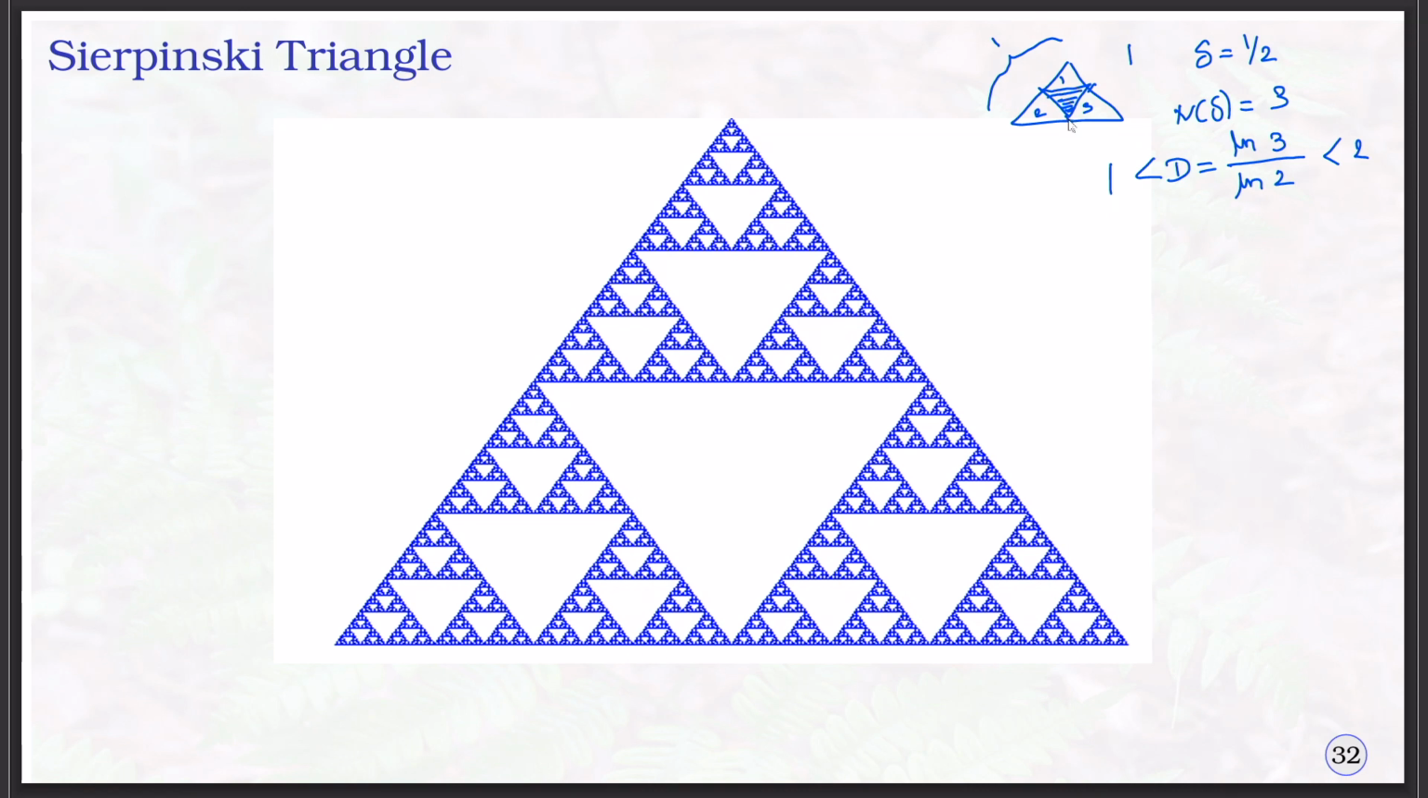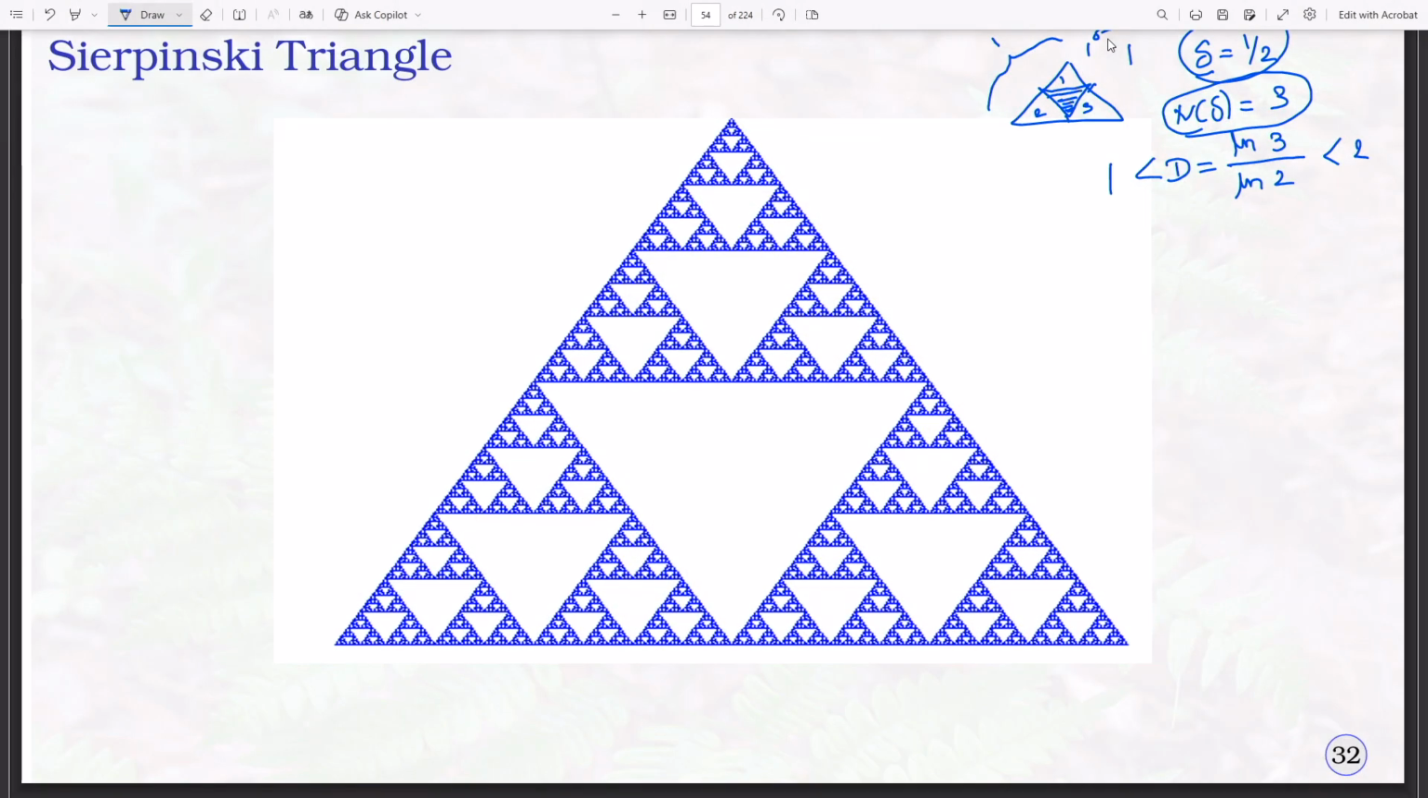So, after the first iteration, for finding the fractal dimension, we need to find the covers. For the covers, I am fixing delta as 1 by 2, that means box size as 1 by 2. The number of boxes required to cover the object is 3. Then by using delta and N of delta, we can find the fractal dimension. It is ln 3 by ln 2, which lies between 1 and 2. This is after the first iteration.